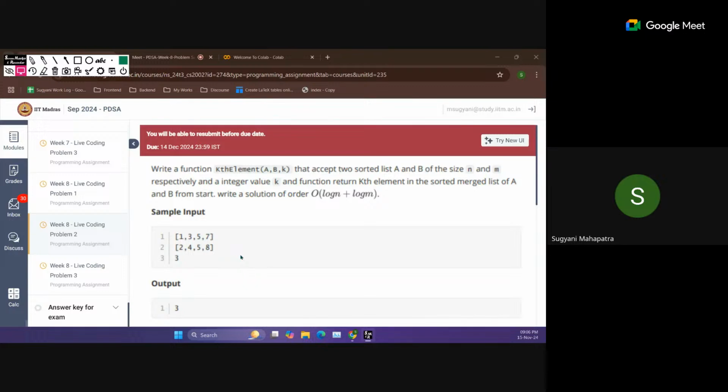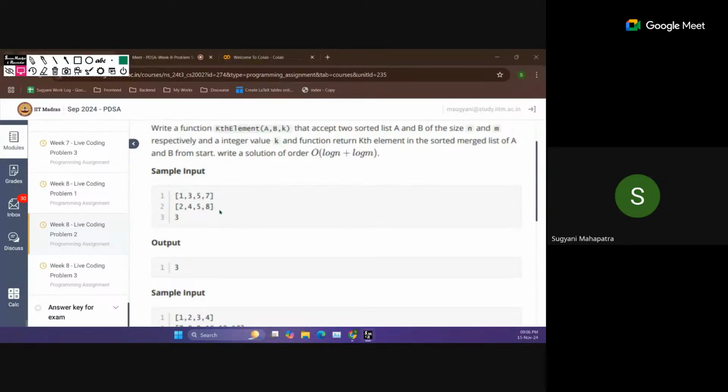How do we compute the kth element? Do you want to think about it? It will be very similar to this particular solution. We'll again have to use the binary search method. Do you want to think or we will just go to the solution? Ma'am, we can just go to the solution. Okay, so let's do that.